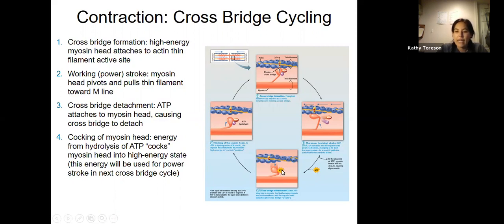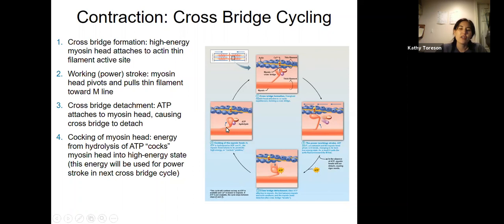So we see ATP has attached itself to the myosin head. And that ATP, remember, that's our little energy unit, energy currency. So this ATP has energy. And when it moves to this portion of the figure, what's happened is that ATP has been hydrolyzed. So ATP has become ADP. And when that happens, ATP has given its energy.